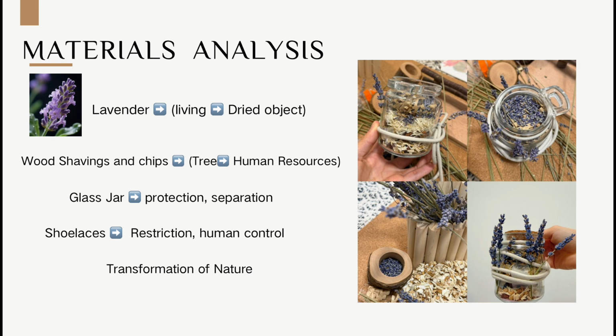And then there are the wood shavings and paper fragments. Those represent trees that have been perceived by humans, and they show how natural elements can become resources or material after human intervention. And the glass jars represent containment. It looks like it protects the nature material inside, but actually it also separates them from their original environment.